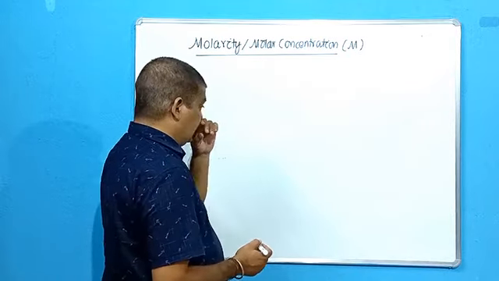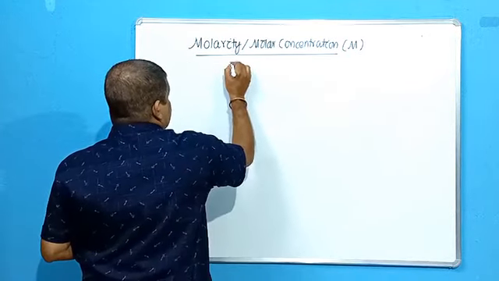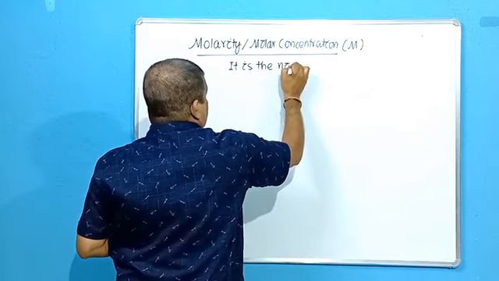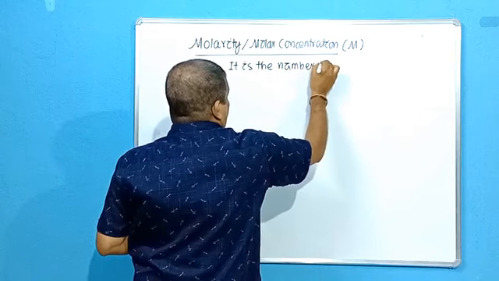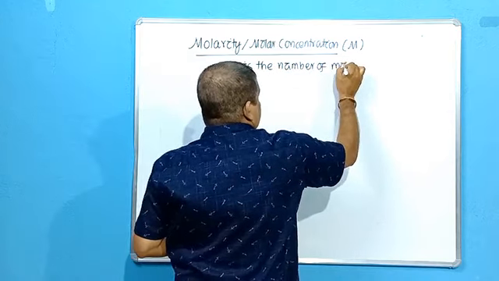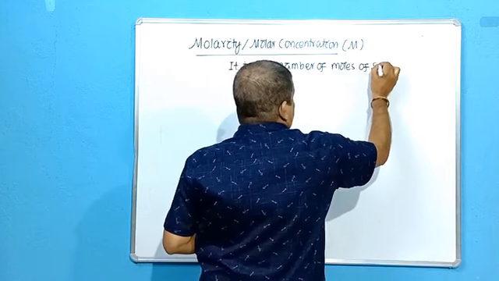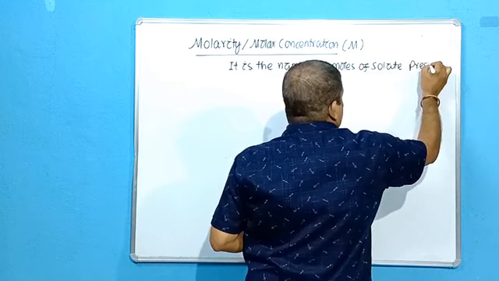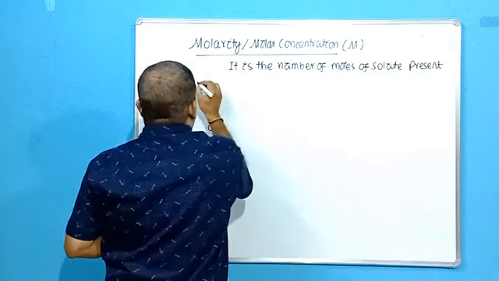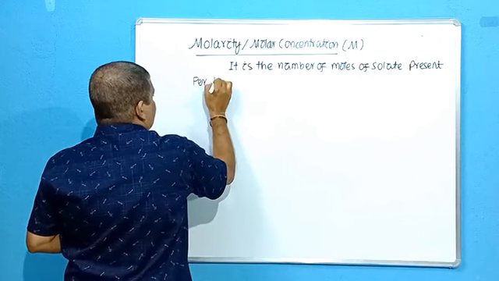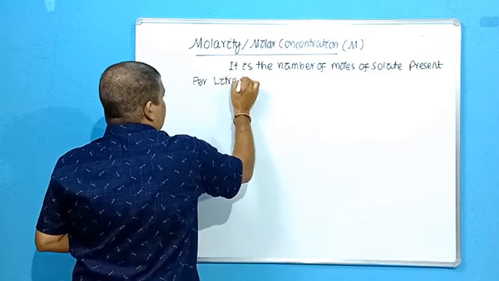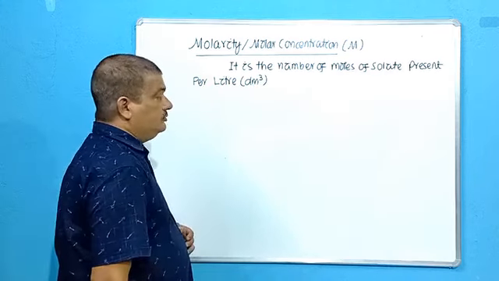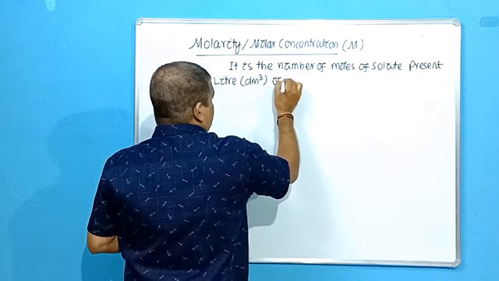So first let us know what is molar concentration. It is defined as the number of moles of solute present per liter. Liter means decimeter cube or cubic decimeter, liter or cubic decimeter of solution.